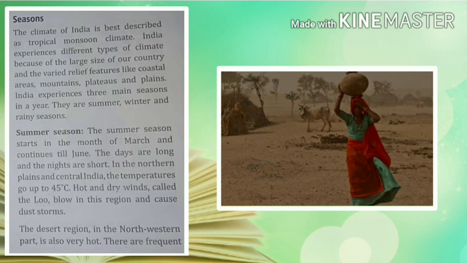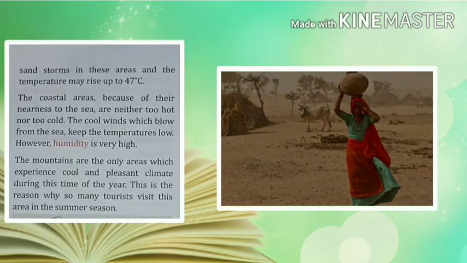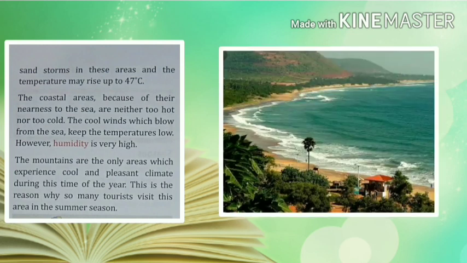The desert region in the northwestern part is also very hot. There are frequent sandstorms in this area and the temperature may rise up to 47 degrees Celsius. But the coastal areas, because they are near the sea, are neither very hot nor very cold. Okay, the cool wind which blows from the sea keeps the temperature low. However, humidity is very high.